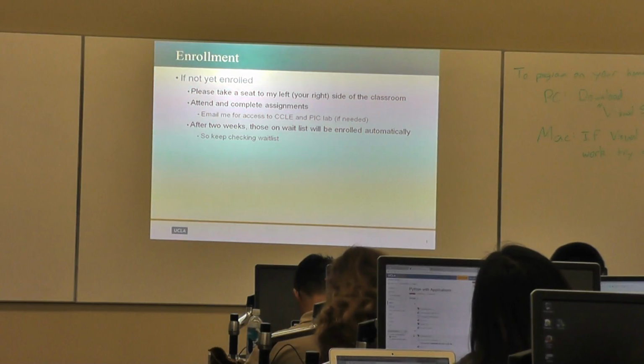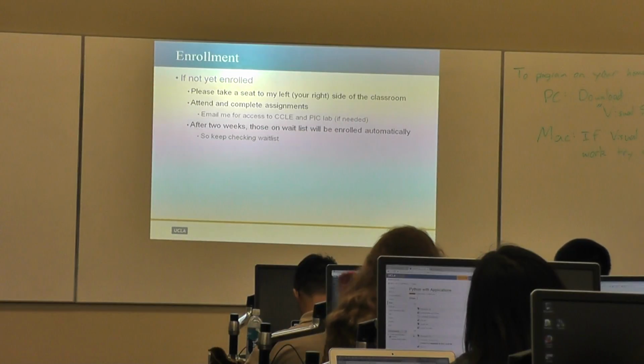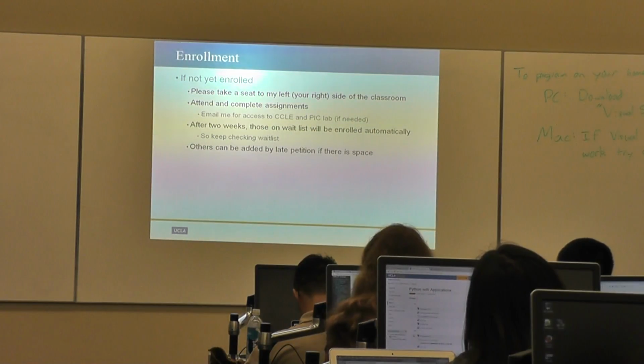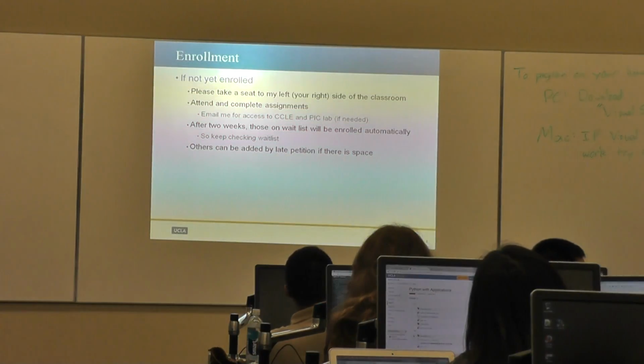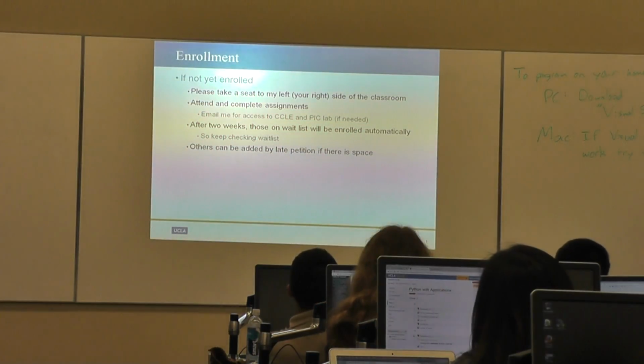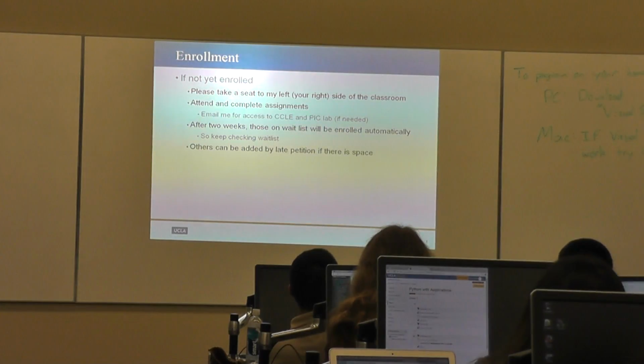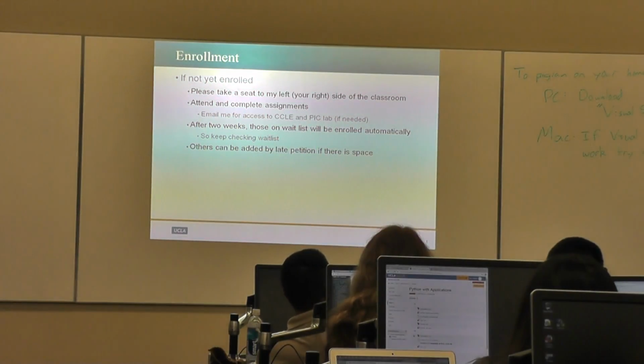At the end of the second week, you'll be automatically enrolled if you're on the wait list, and others can be added by late petition in the third week if there's space. So that's how enrollment works. There's no exceptions to that. I've never been able to make an exception because I don't have PTE numbers or ways of enrolling you other than late petitions, and they only accept the late petitions in the third week.